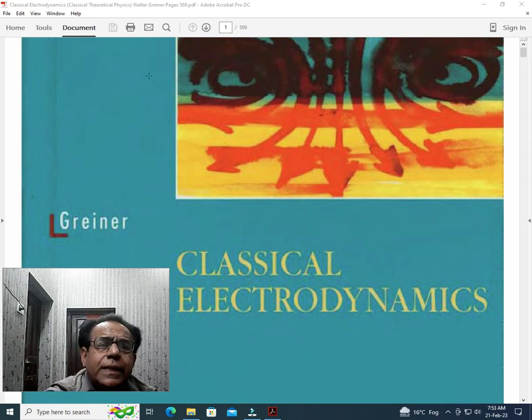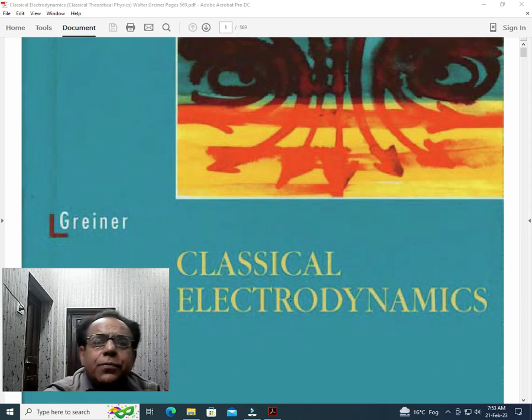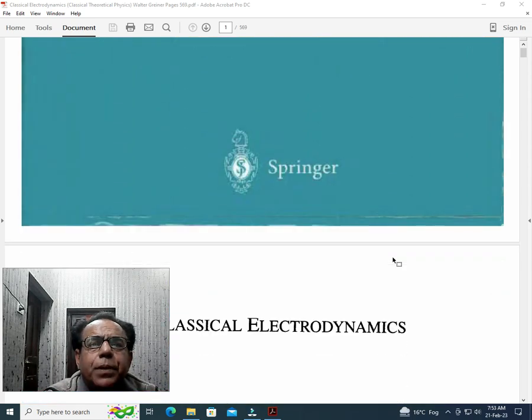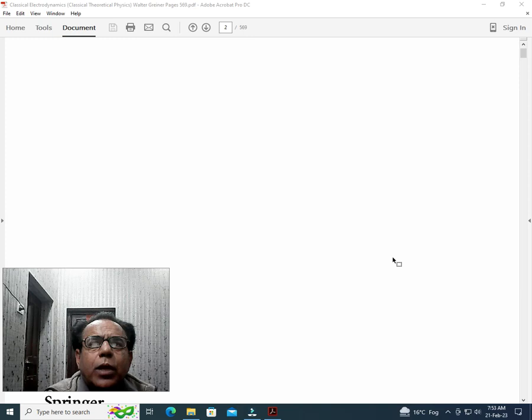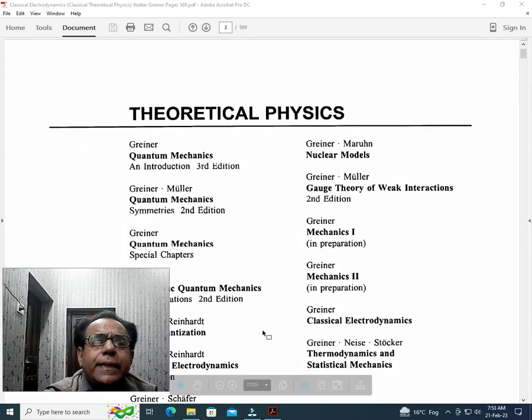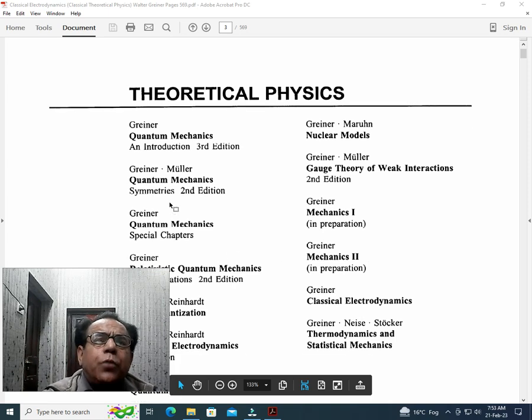Okay, this author has written several books, and the current book is regarding classical electrodynamics. If we move further, we can see the details of other books written by this writer. The publisher is Springer, classical electrodynamics. This is the detail we have seen several times in every book of this author.